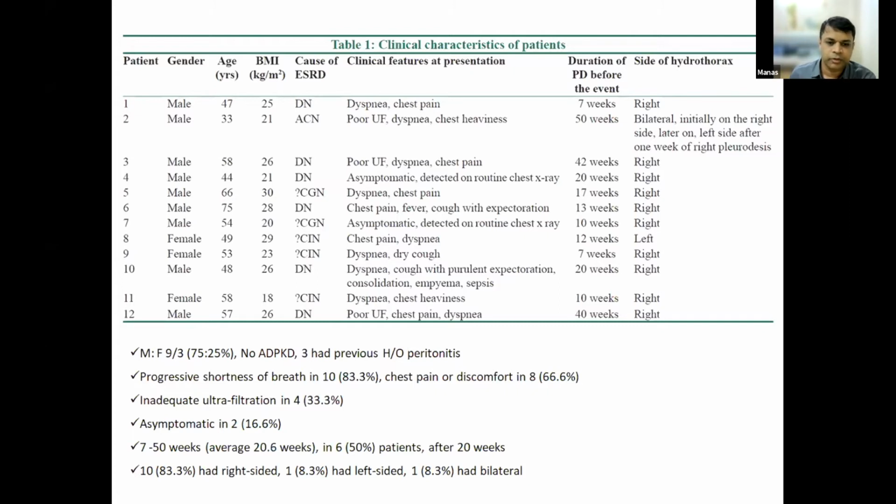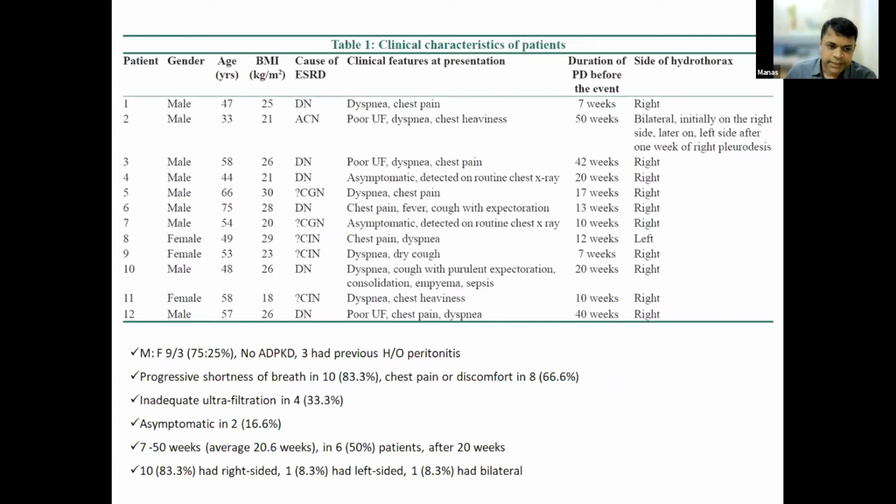They have reported almost 50 cases of CAPD related hydrothorax. Most of our patients were male. We have not found any patient with ADPKD having this complication till date. And 3 of our 12 patients have a past history of recurrent peritonitis. Most presented with some degree of shortness of breath and some chest heaviness or chest pain. And 4 of the patients have inadequate ultrafiltration in addition, and 2 patients were detected incidentally.